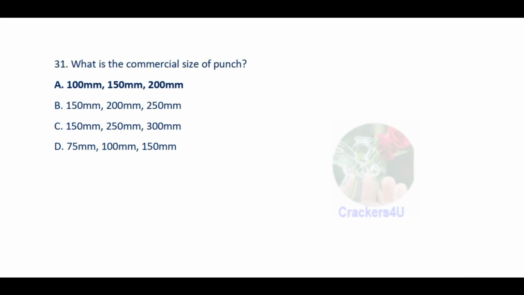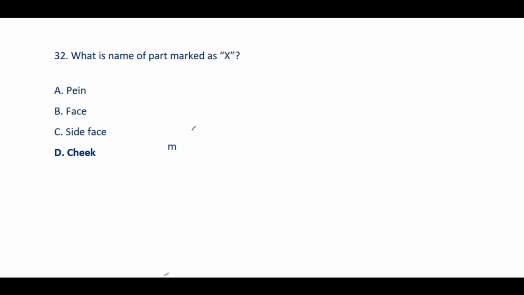What is the commercial size of punch? Answer option A, 100 mm, 150 mm, 200 mm.